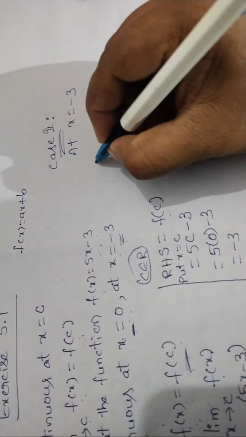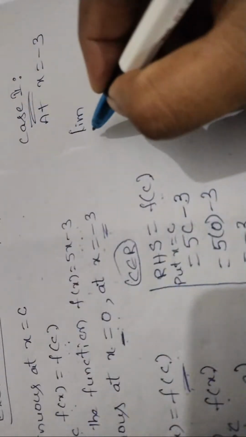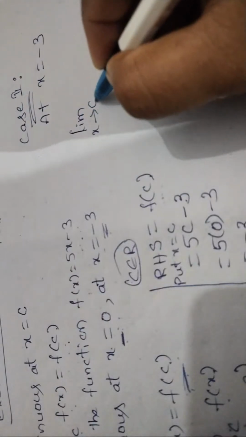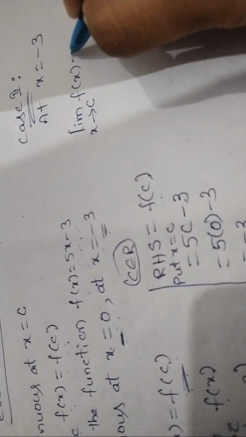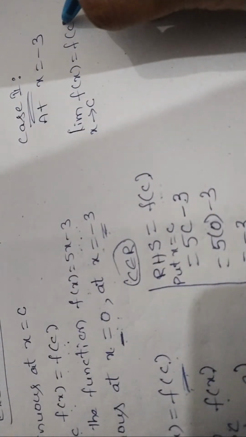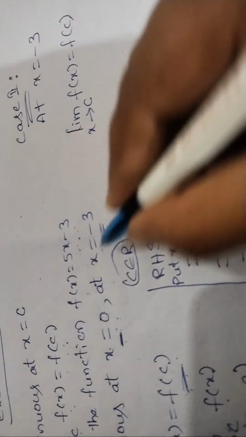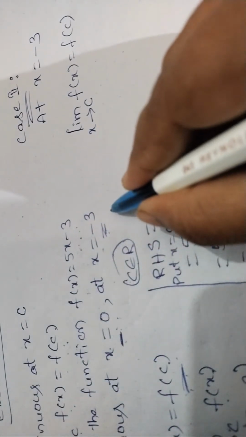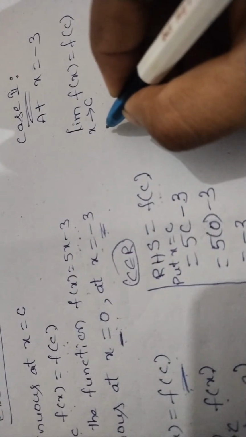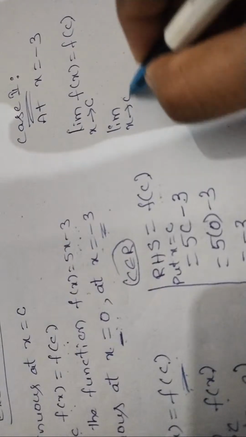The formula is limit x tends to c, f of x is equal to f of c. So here the given function is 5x minus 3, and now the case is x is equal to minus 3. So write the function in this limit x tends to c.